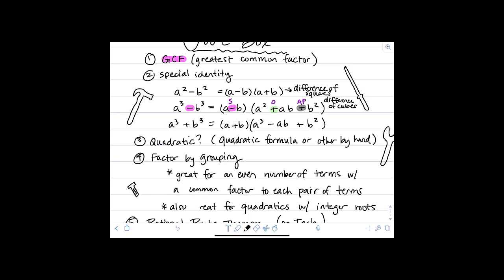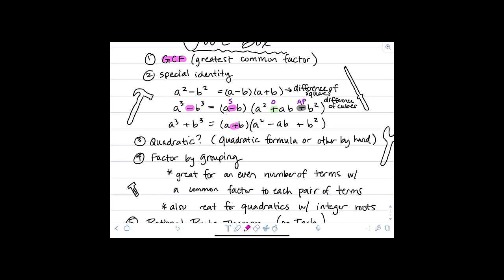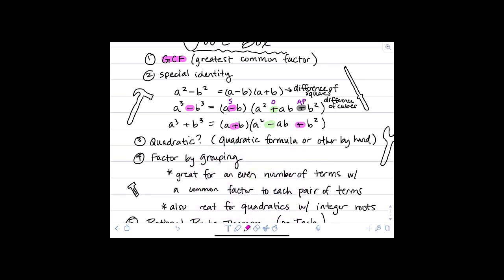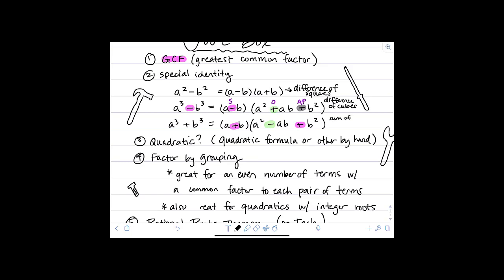Okay, so let's do the sum of cubes using that pattern. So a plus b, and then this should be a squared, minus ab plus b squared. Okay, so same, positive, opposite would be negative, always positive, b squared. Okay, that is called a sum of cubes.